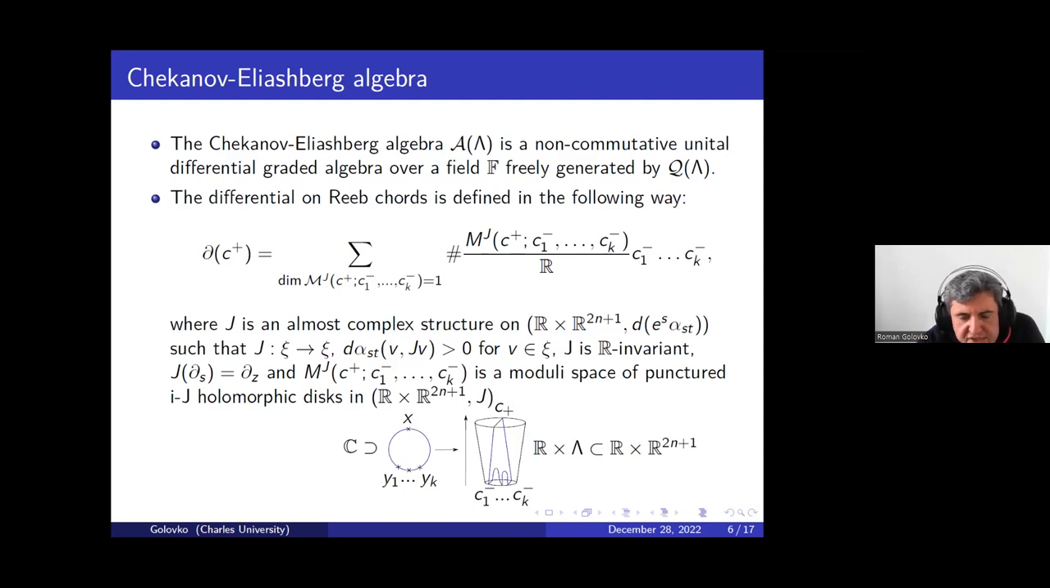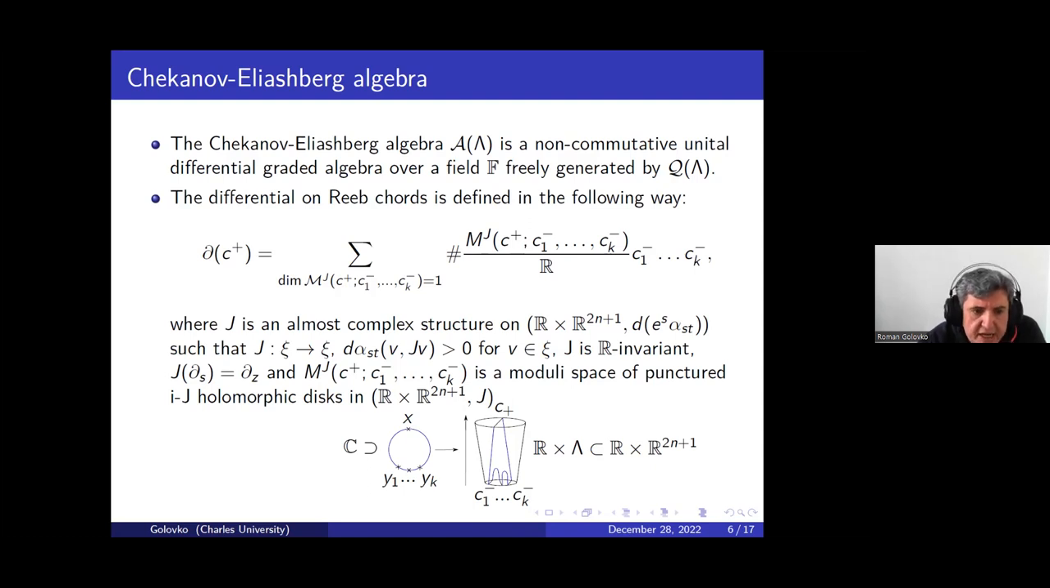Now in the formula, you can also see this quotient by R. What does it mean? It means that as soon as you can find one disk, let's say positively asymptotic at c plus and negatively asymptotic to c1 minus, ..., ck minus, if you push it in the s direction, namely in this extra R direction that you get in the product, it will still remain holomorphic. So we consider moduli spaces only of dimension one, so that after taking the quotient by this R, they will become zero dimensional. And by the Gromov compactness theorem, we will have a compact zero dimensional manifold. A compact zero dimensional manifold means that we will have a finite number of points and we just count them.